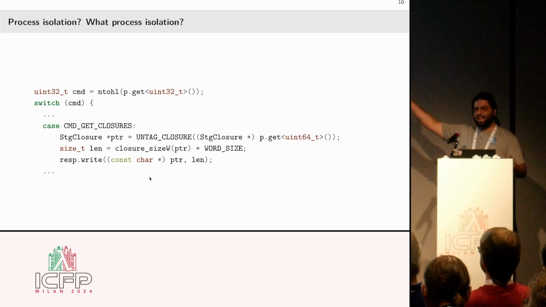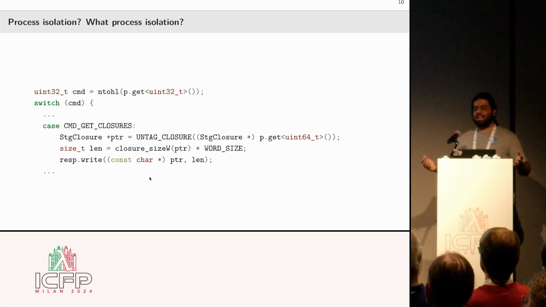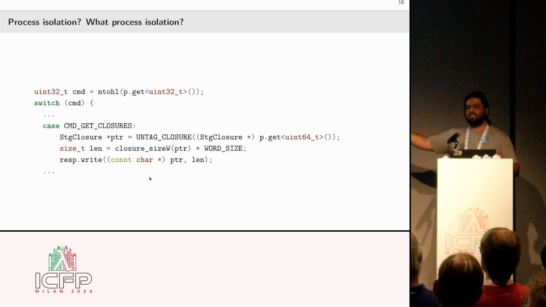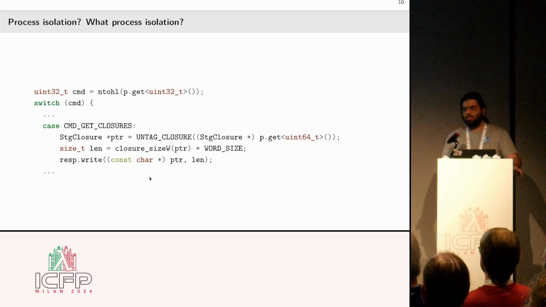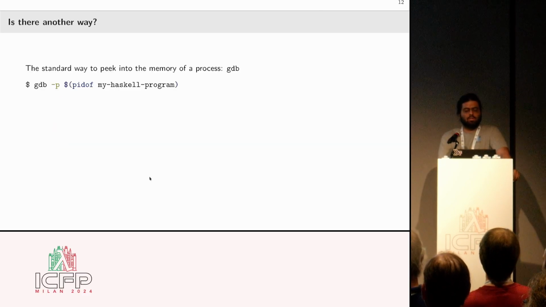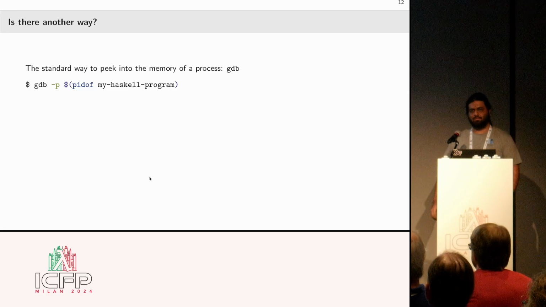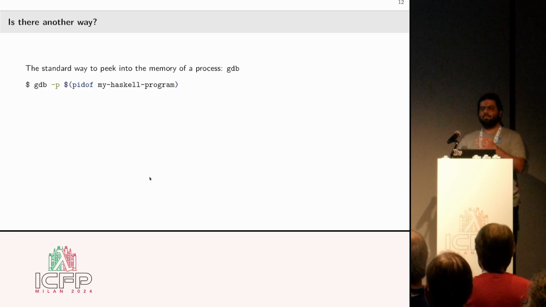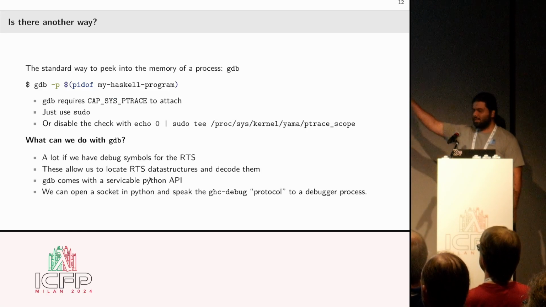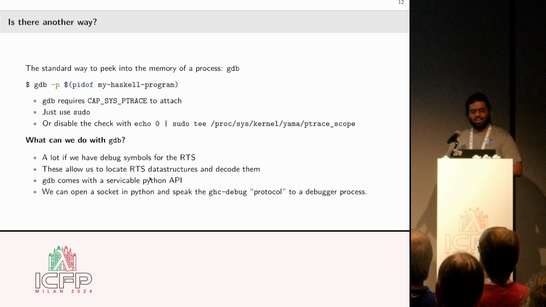And this just breaks all your process isolation. This is really code you should not be running in a production system because it just breaks all your security boundaries. So what do we do instead? There's a standard way to peek into the memory of any program, and that's called GDB. You can connect to processes via GDB, and it requires some capabilities and such. You can just use sudo, but it doesn't break your process isolation boundaries.